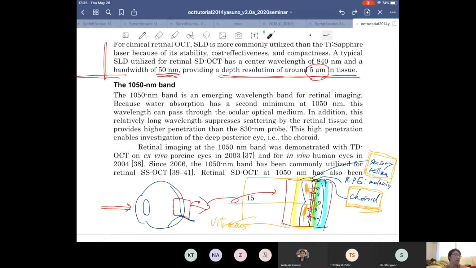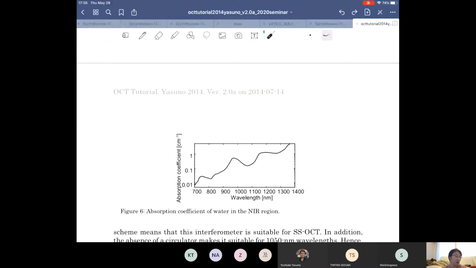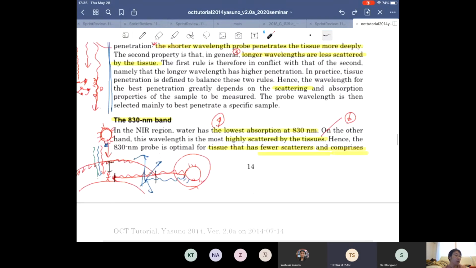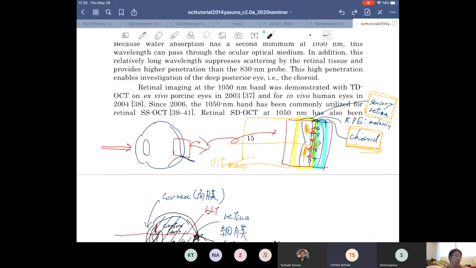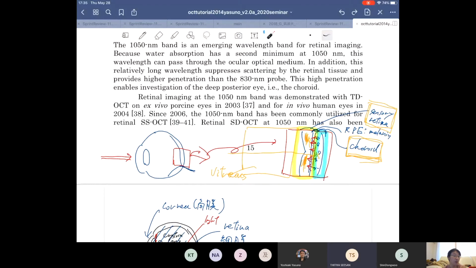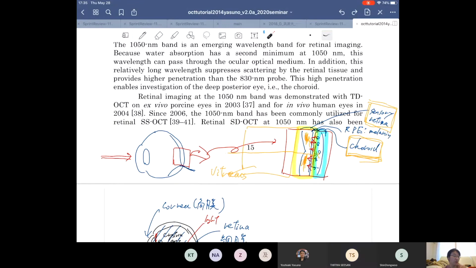But if we make the wavelength long, as something like 1300, the absorption is too much. In this case, light cannot penetrate into the eye. Somewhere here, the light is totally absorbed by the vitreous, or say water. So 1300 nanometers, or 1.3 micron, cannot be utilized for retina imaging. But 1050 is a good balance between the absorption and less scattering.